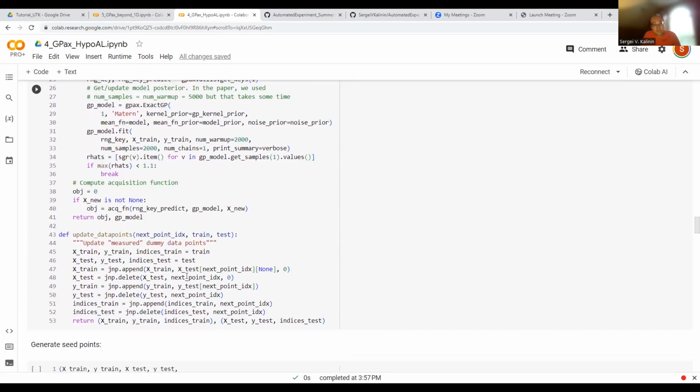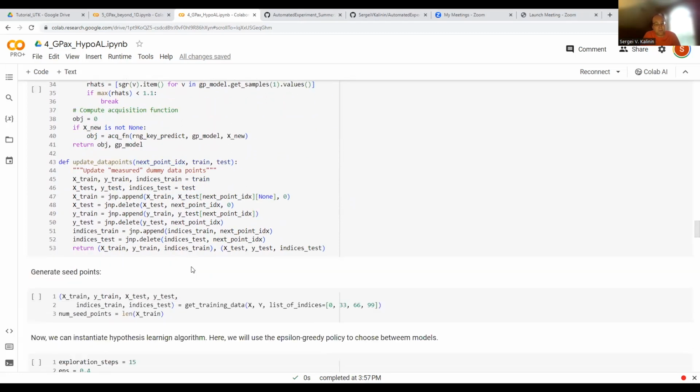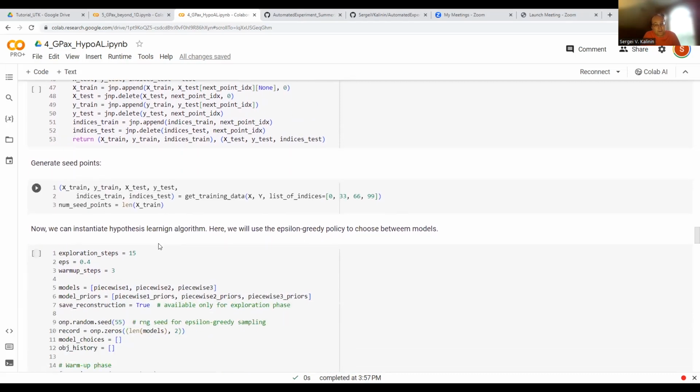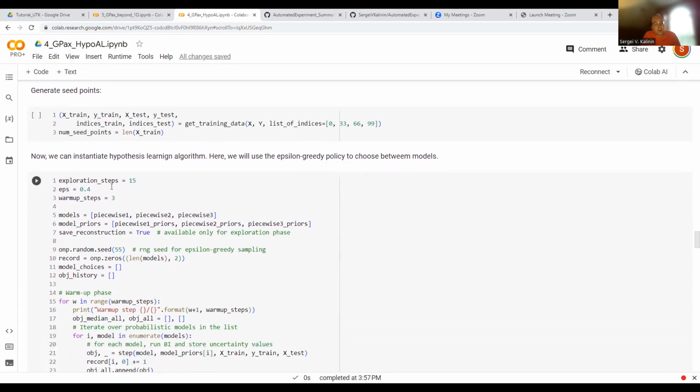Then of course we need to keep track of our experimental points, meaning we perform the measurements on the new points, and once the measurement is performed, we remove the measured points from the list of points where the measurements are possible, so that we don't keep sampling one point over and over again. And this is how the whole thing works. We generate our seed points somehow. We define our loop, so we define the number of the exploration steps.